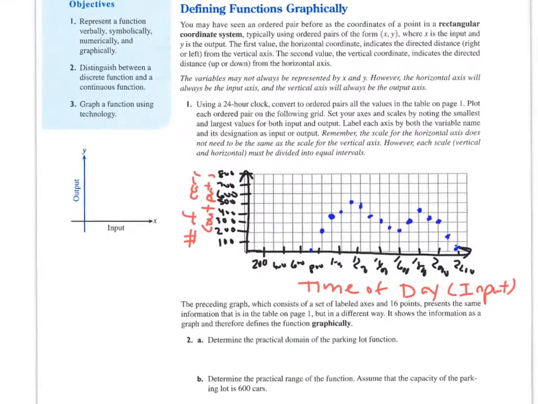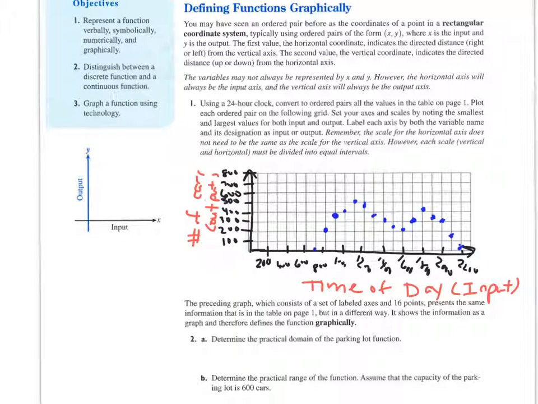They're using the time of day in military time, like 700, 800, and then it goes to 1400, 1600. So you do see there's a trend. Notice I did not connect these. A good rule of thumb is I would only connect the points if I have a symbolic representation, meaning I can write an actual equation where I could plug in any number and get an output. Here, I only had the list of ordered pairs. I didn't have an equation that went with it.